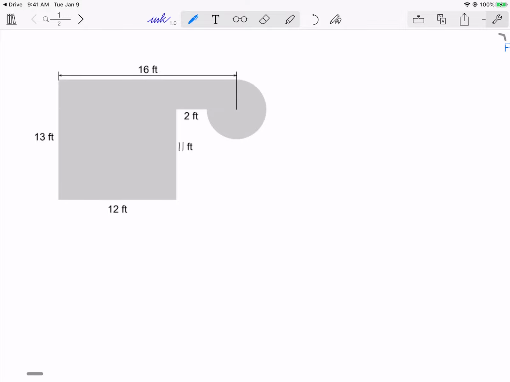Today we're going to talk about finding the area of composite shapes. So the main trick to this is figuring out how many shapes there are in this picture, and then I just have to find the area of all those individual shapes and add them together. So the first thing I notice is it looks like I've got a rectangle, another rectangle, and a circle. But let's see how I'm going to break it down.